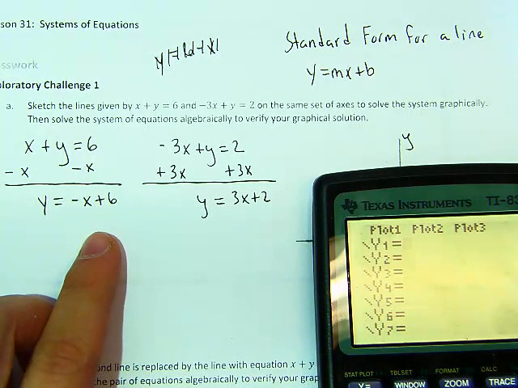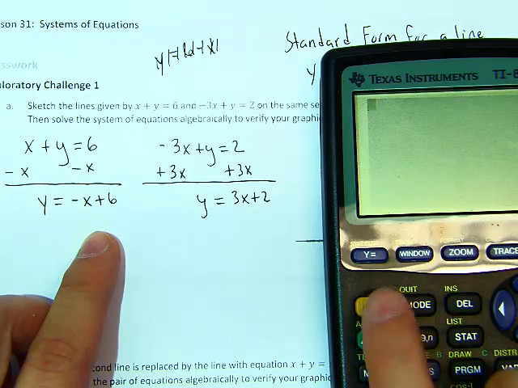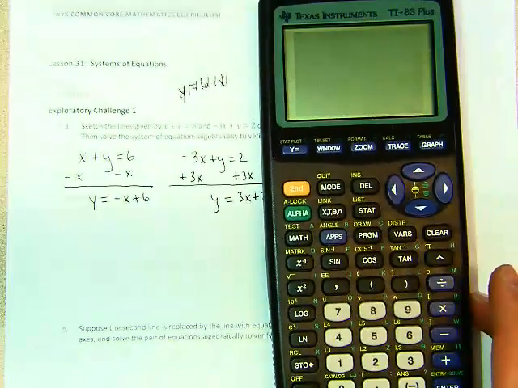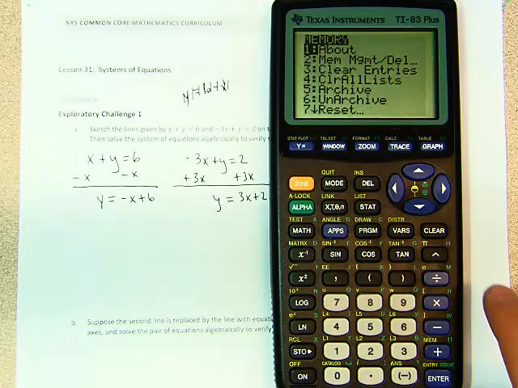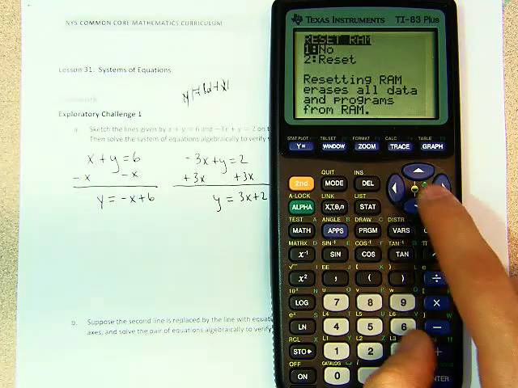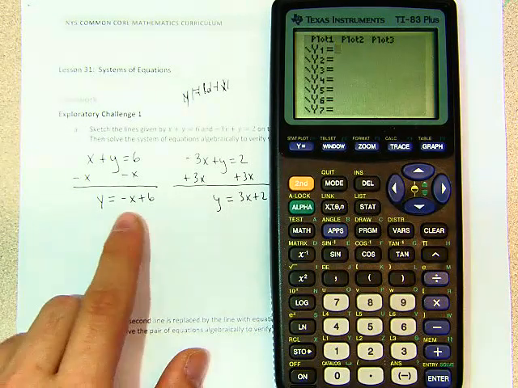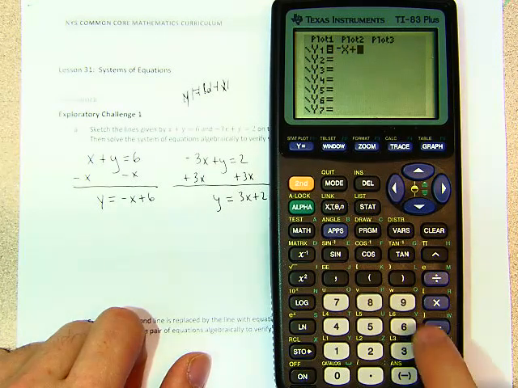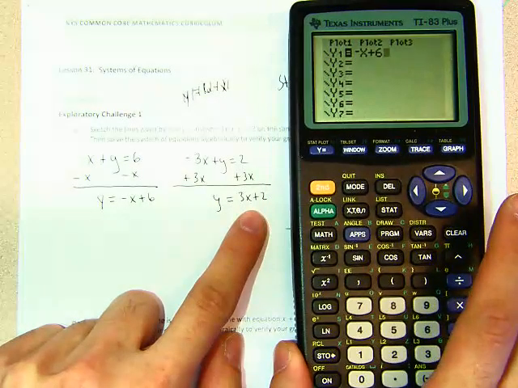So remember, let's go to second quit. Let's actually reset the calculator real quick. So remember, it's second. Wait, let me zoom out a little bit. This is zoom in. Okay, so second memory. Go down to reset. All RAM, reset. Okay, so now it's reset. Now let's plug them in. So the first one we're going to plug in is negative x plus 6. Okay, so this is this line. And here, y is equal to 3x plus 2.